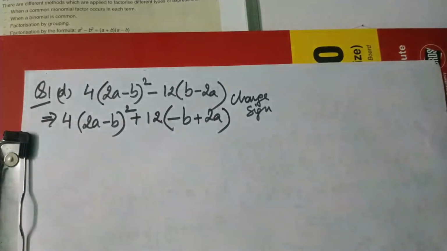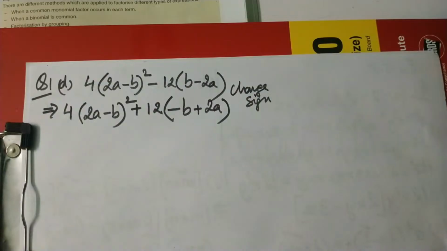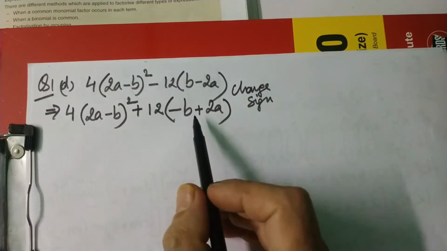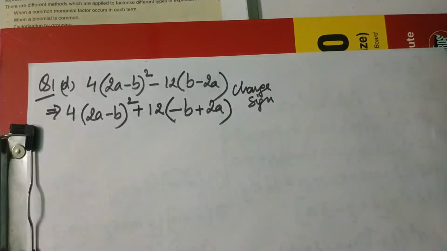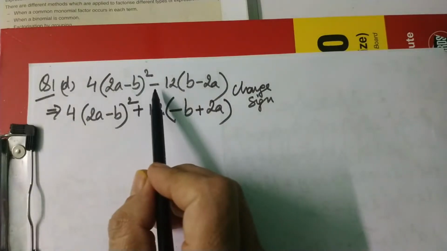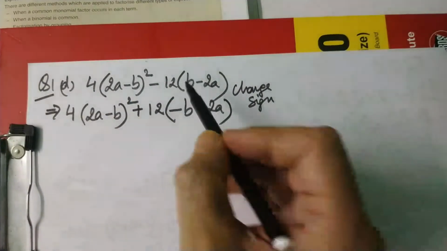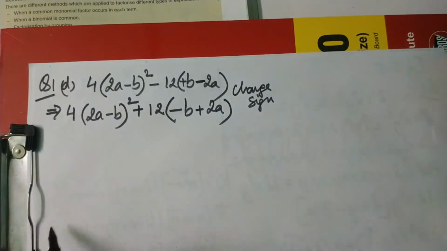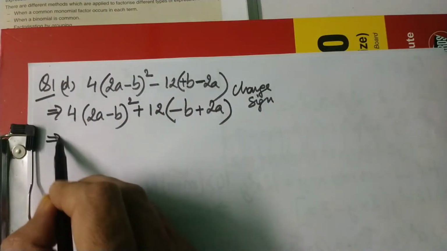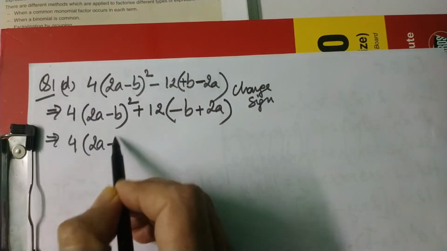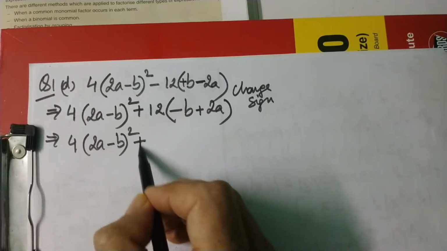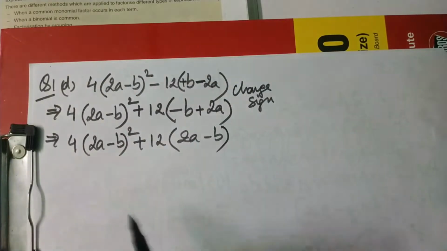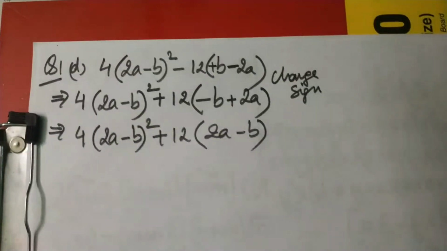Now changing the sign does not mean I have changed the question. I am changing the sign so that my question is not changed, but it matches with this. So I have just changed minus 12 into plus 12. This plus b I have made minus, minus 2 I have made plus. So now what does the question become? The question becomes 4(2a − b)² + 12, and this becomes plus (2a − b). That is why I have done it.